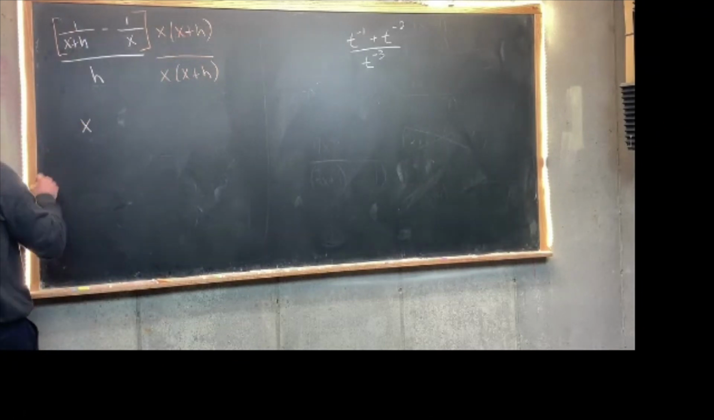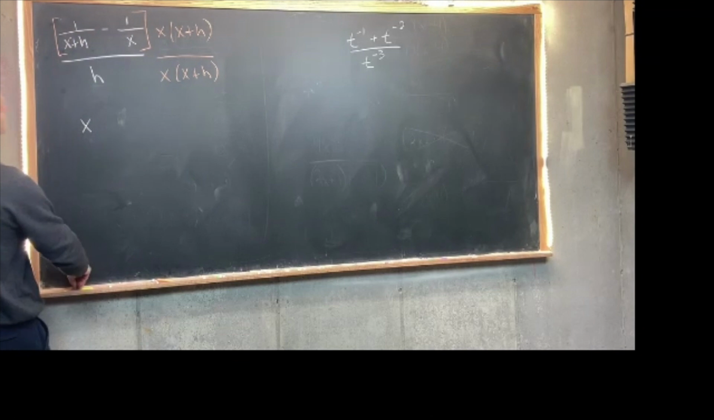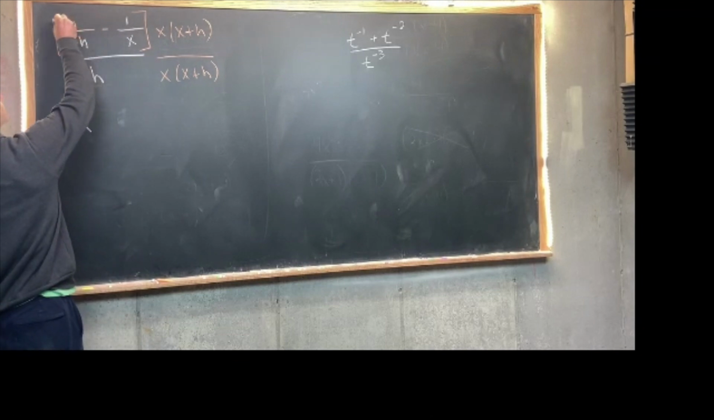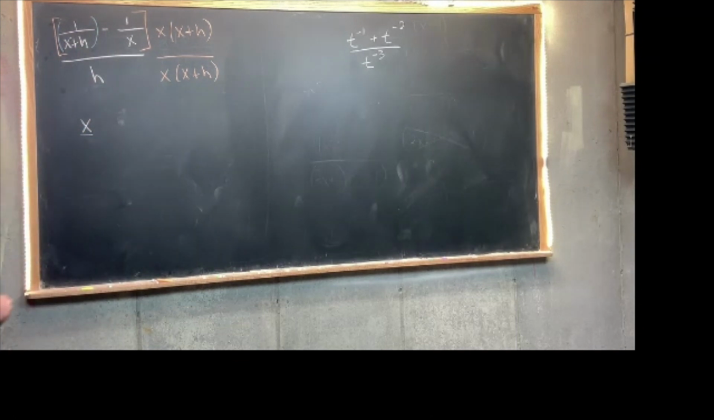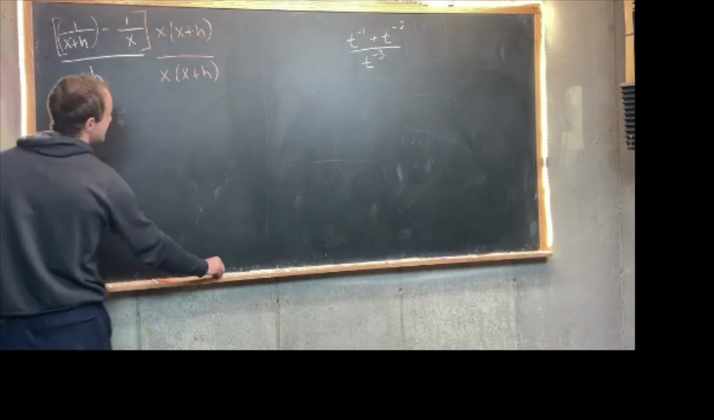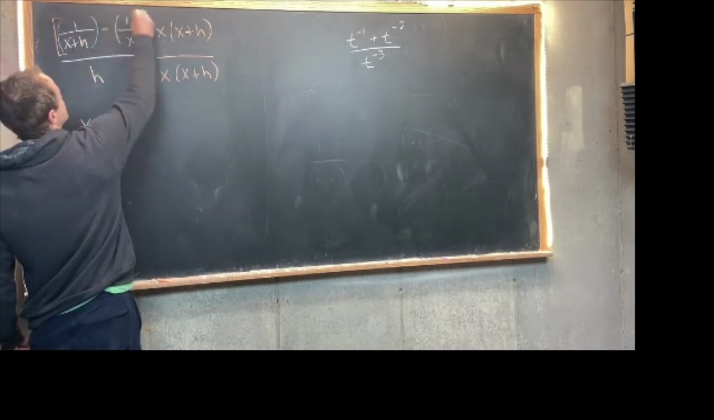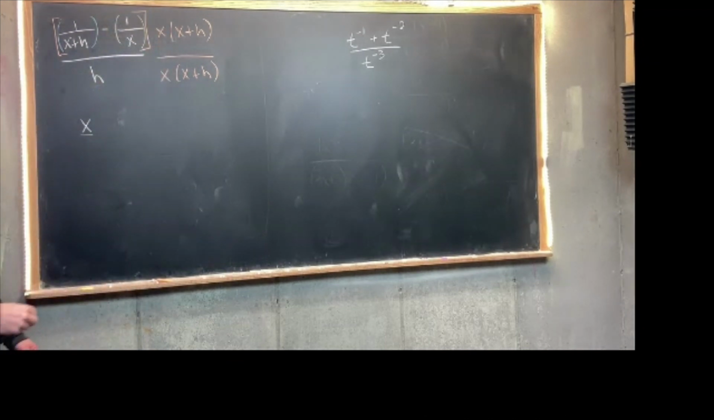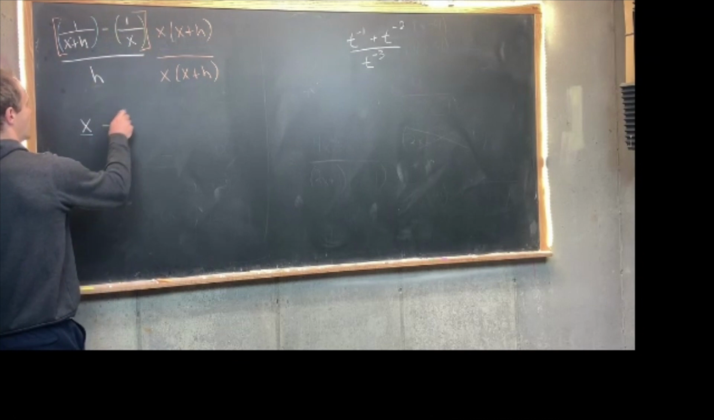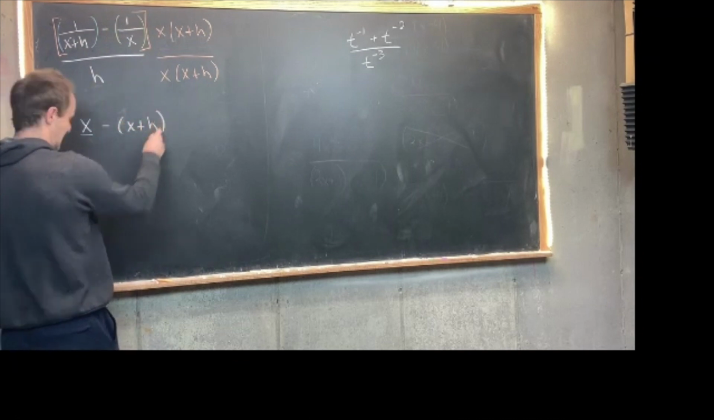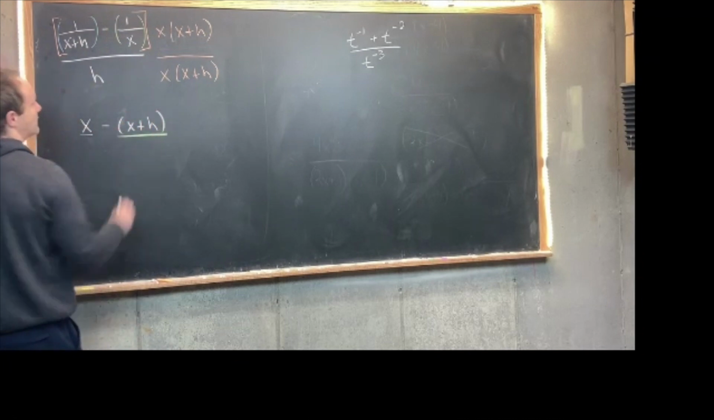That leaves us with just x. Let's maybe notate that. So this thing right here becomes our x. And then this thing right here, when the x times x plus h multiplies onto it, the x's will cancel, and we are left with x plus h. So that is this term.